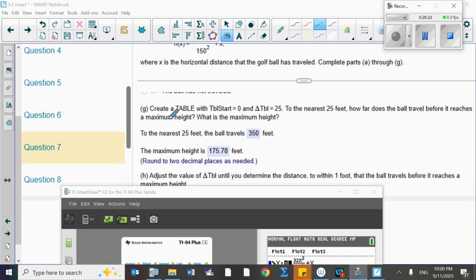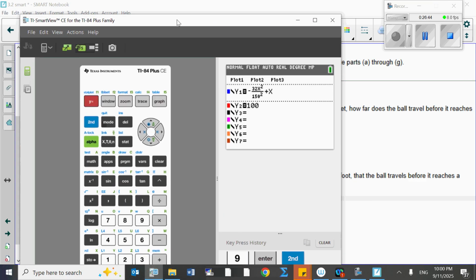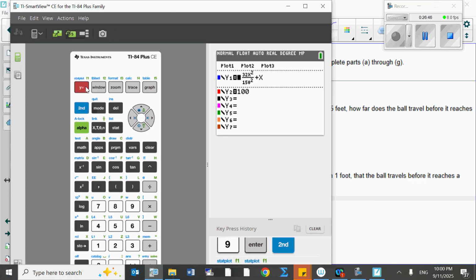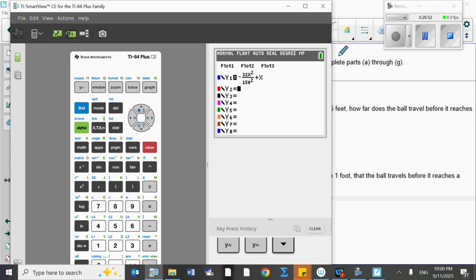Next part is asking us to create a table with table start at 0, and the step of the table is 25. With the nearest 25, we want to find the distance that the ball is traveling. And also it's asking us to find the maximum height. So for this question, this is what I'm going to do. I have the function at y1. I don't need the second one anymore.